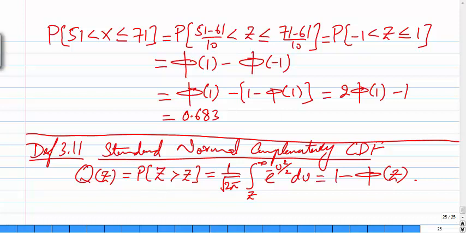So we have a table in your book, Table 3.2, that deals with the complementary phi of z.